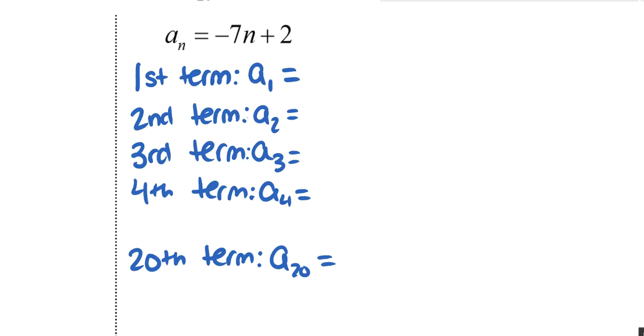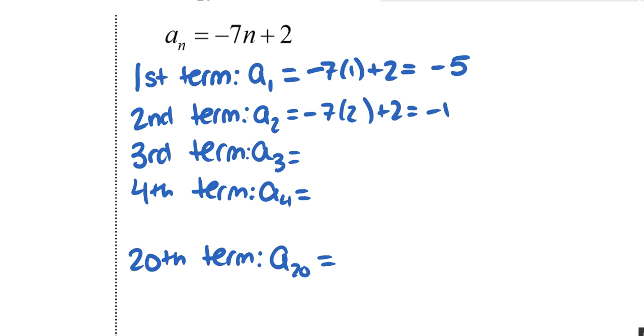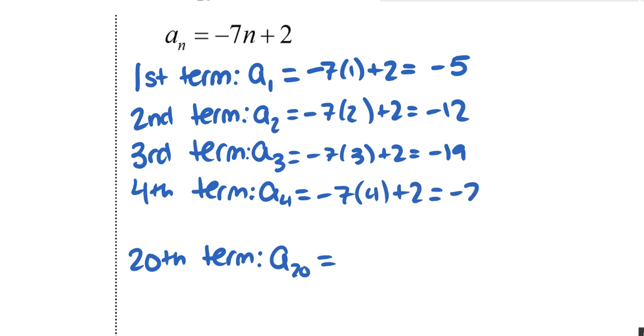All right, so when we're trying to find the first term, again, we're going to substitute 1 for our n value. So negative 7 times 1 plus 2 would be negative 5. When we find the second term, we're going to plug in n is equal to 2. We wind up getting negative 12. The third term winds up being negative 19. And our fourth term winds up being negative 26.